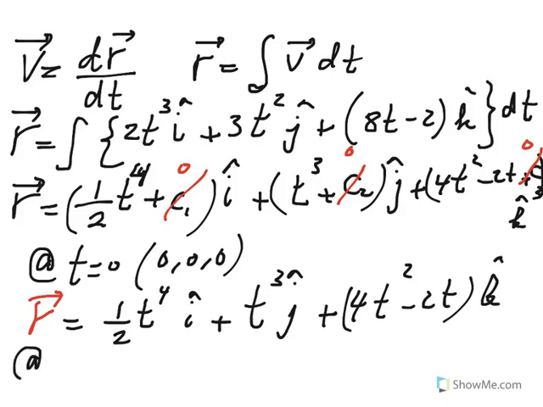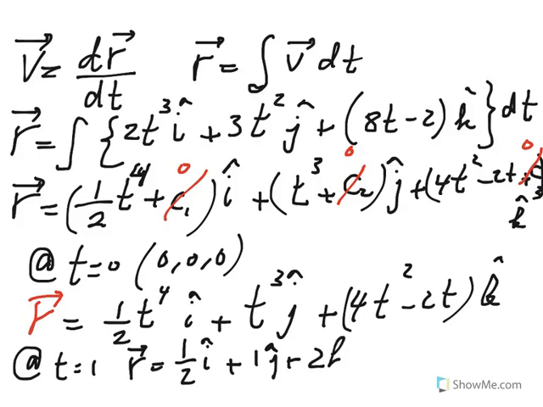So then at t equal 1, r becomes 1/2 i, 1 j, and 2 k. Therefore, the position of this particle, the coordinates of it, would be 1/2, 1, and 2 at t equal 1.